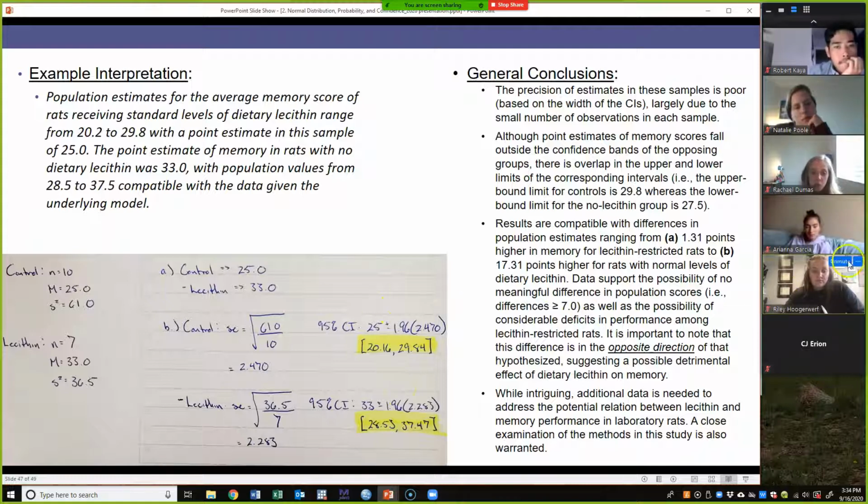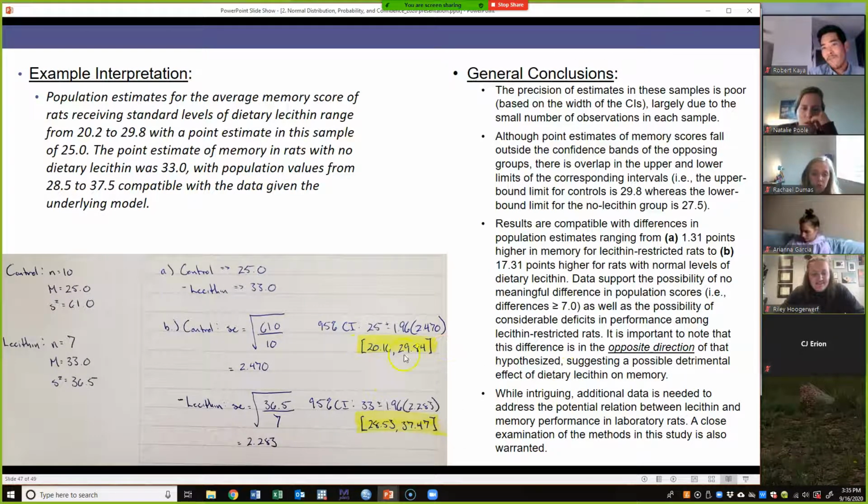And so we would say results are compatible with differences in the population estimate, ranging from 1.3 points higher in the memory for lecithin restricted rats to 17.3 points higher for rats with normal dietary stuff. Okay, Riley, where am I getting that from? The 1.3 to the 17.3. There's some subtraction going on. Yeah, there is some subtraction going on.